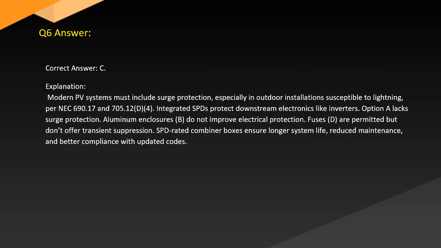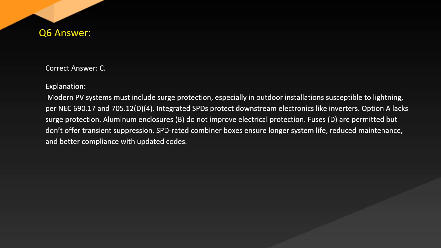Answer. Correct answer: C. Explanation. Modern PV systems must include surge protection, especially in outdoor installations susceptible to lightning, per NEC 690.17 and 705.12(D)(4). Integrated SPDs protect downstream electronics like inverters. Option A lacks surge protection.